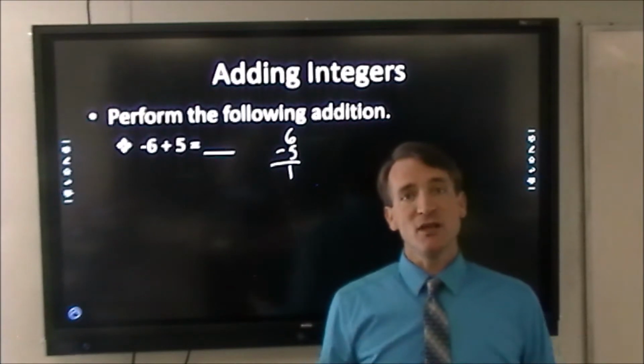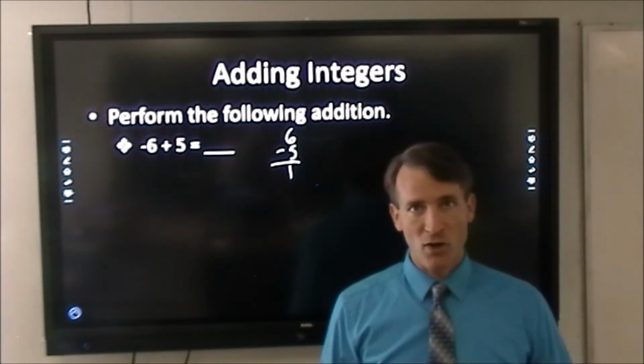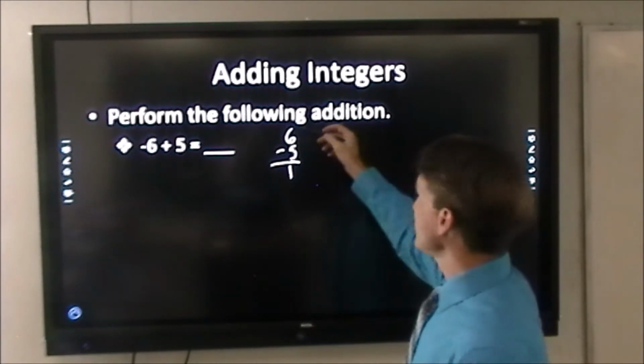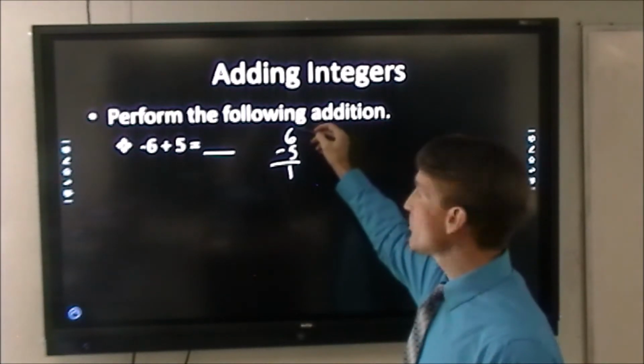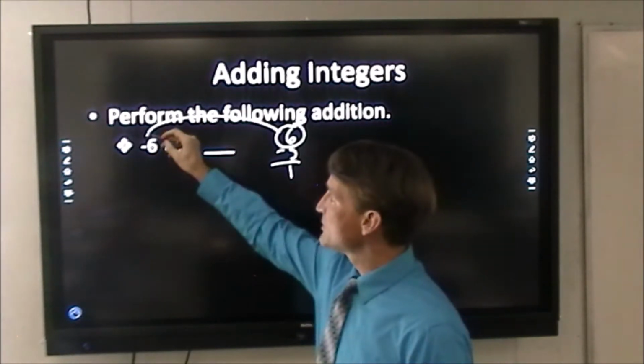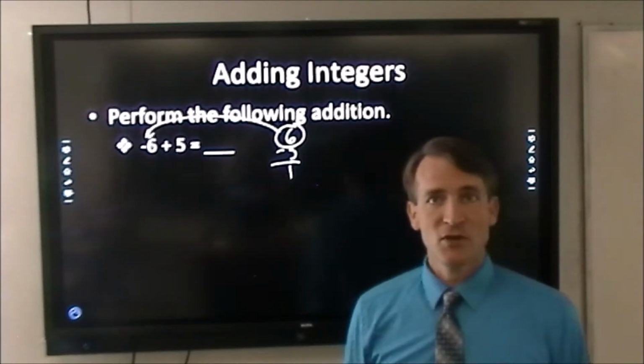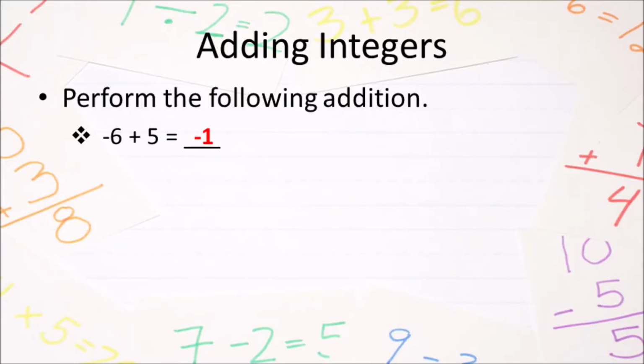Now the question becomes, is it a positive 1 or is it a negative 1? Well, if you recall, out of the 6 and the 5, the 6 has the greater absolute value. So I need to look at the sign that's in front of the 6. The sign in front of the 6 is a negative. So I need to put a negative in front of my final answer. That gives me an answer of negative 1.